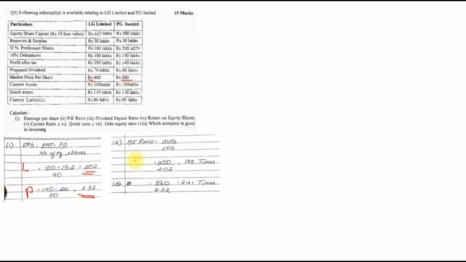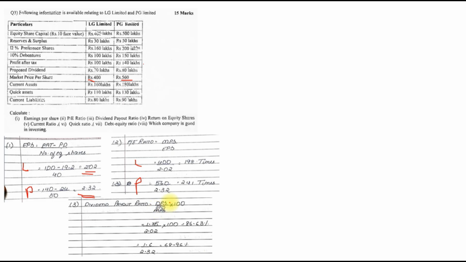So this is for LG and this is for PG. So 400 upon 2.02 and 560 upon 2.32, we get 198 and 241. Third is dividend payout ratio. Dividend payout is dividend per share upon EPS into 100. Now, we'll first have to find dividend per share. That is nothing but proposed dividend upon the number of shares.